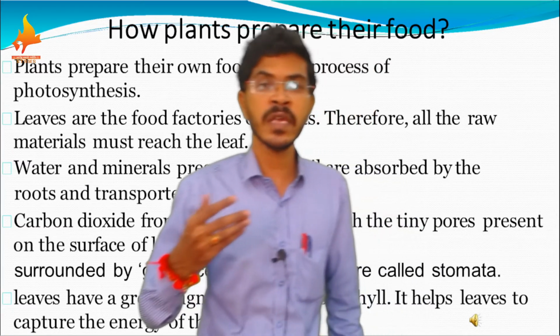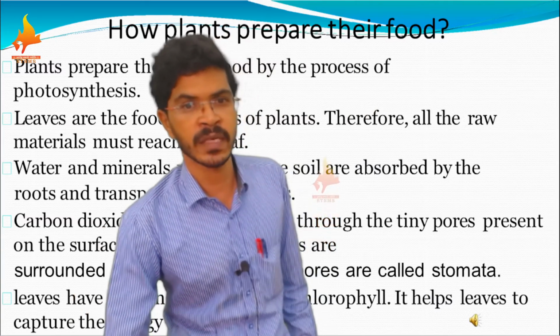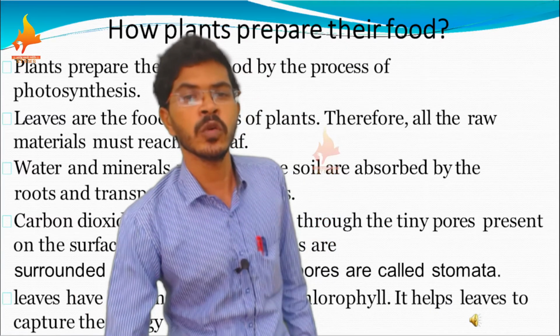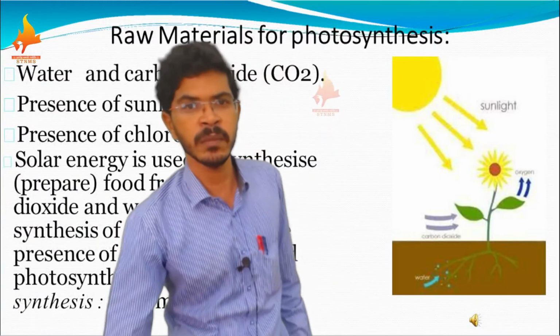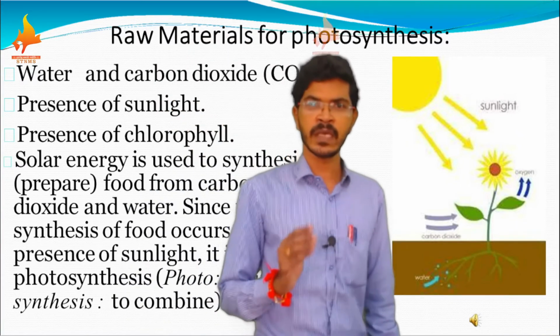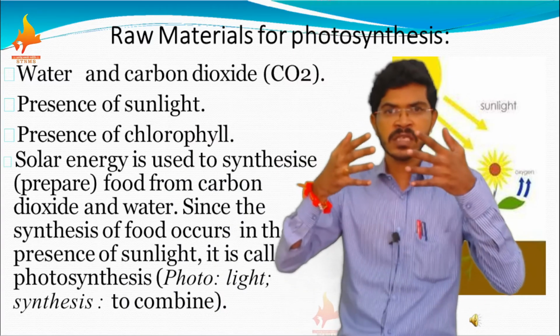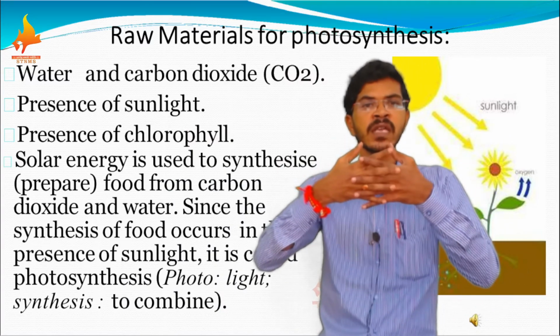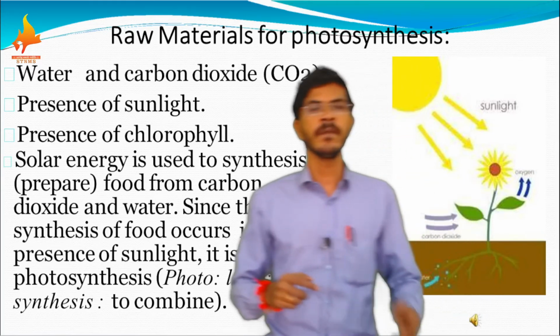Photosynthesis is a photochemical process. I want you people to pay your attention. Photosynthesis is a photochemical process. What do you mean by photochemical process? Photo means light. Chemical, here chlorophyll is the chemical. So the reaction is taking place between the light and the chlorophyll. So that's why it is called a photochemical process.